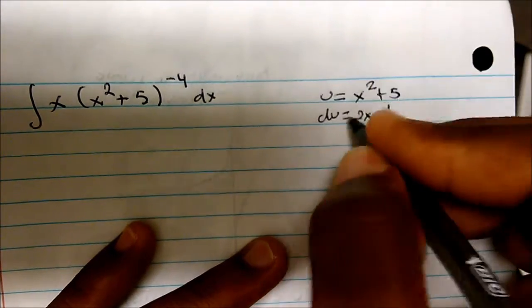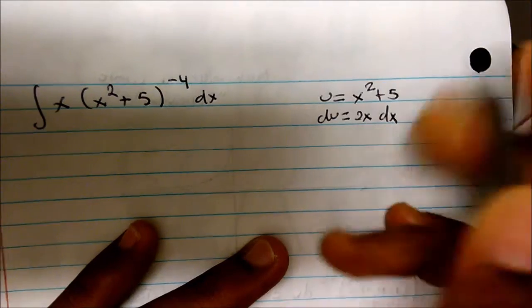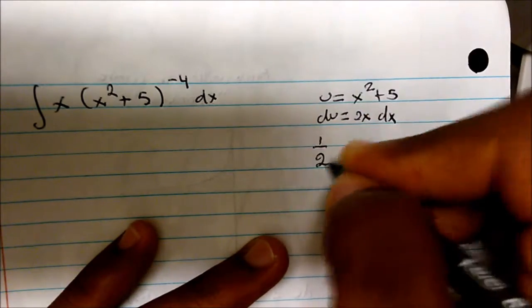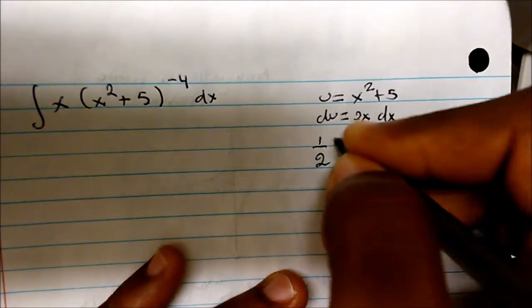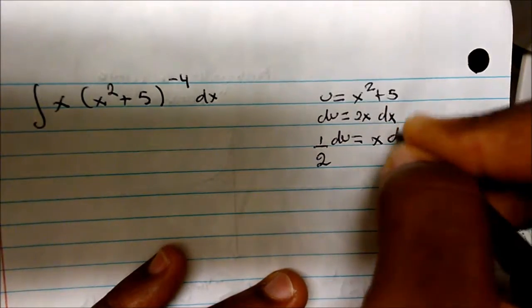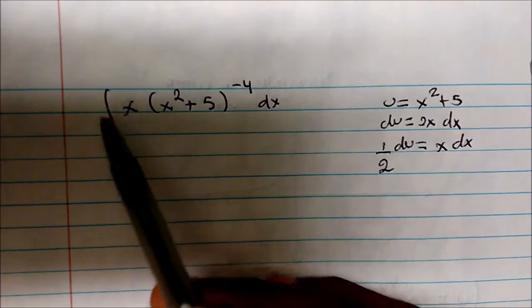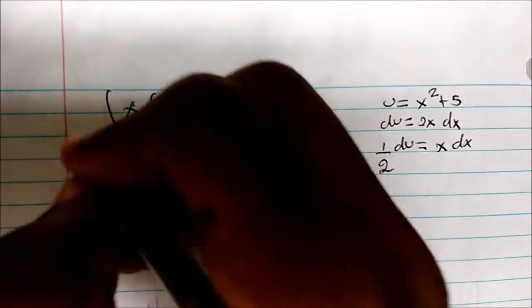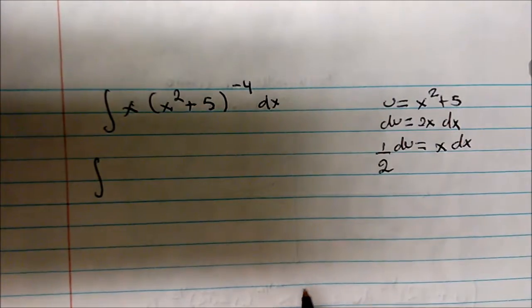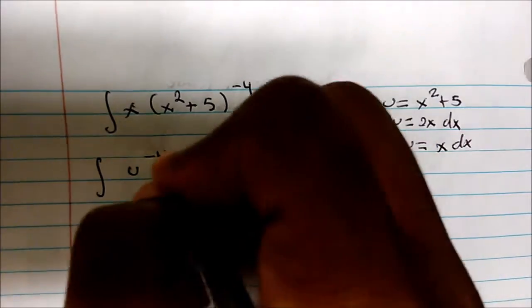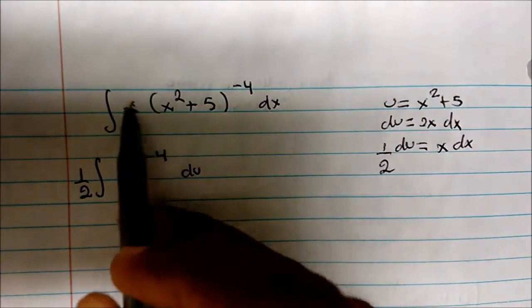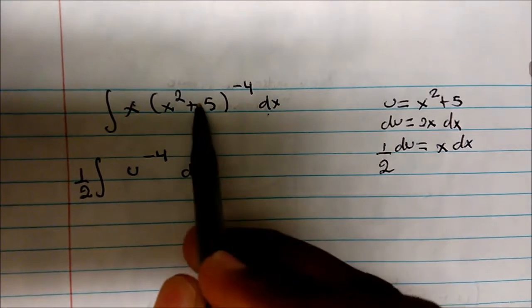Now again, I have one x out here. I don't have a 2. So if I divide by 2 on both sides, then 1/2 du will be x dx. So we're going to substitute 1/2 du for x dx. So rewriting the integral, this now becomes u to the negative 4, and 1/2 du replaces x dx.